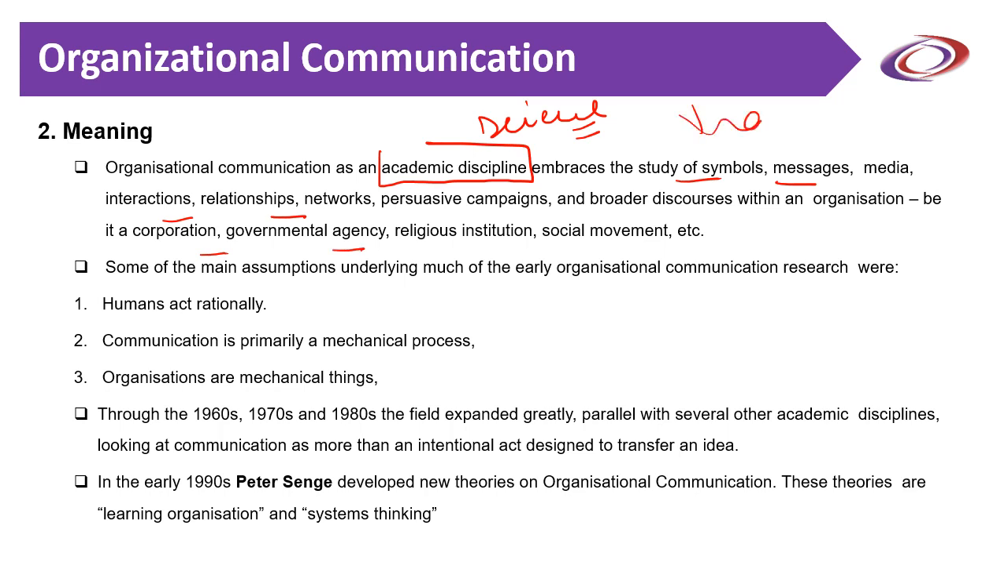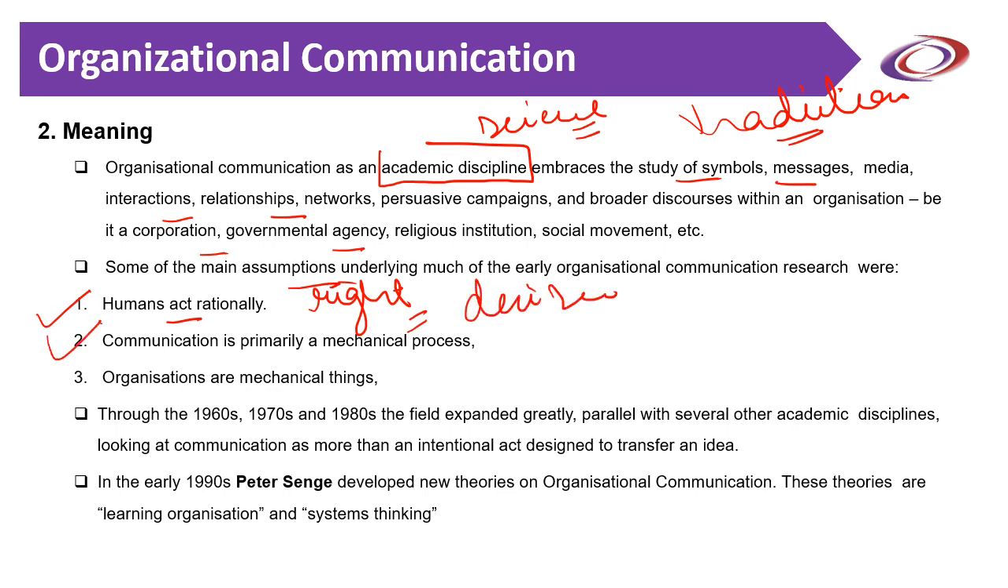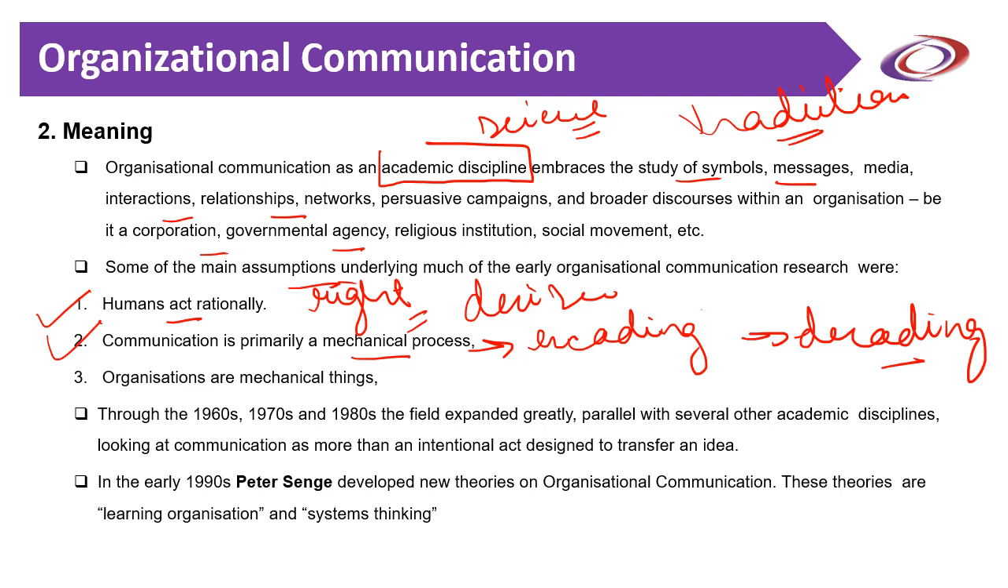Earlier, the traditional studies that were conducted on organizational communication had certain assumptions. First, they believed that humans act rationally. They felt that they have the correct information, complete information, so they would make the right decision. Then communication is primarily a mechanical process, starting from the encoding of a message by the sender and decoding of the message by the receiver. Herein the message that is transferred remains the same, the meaning does not change, there is no distortion.